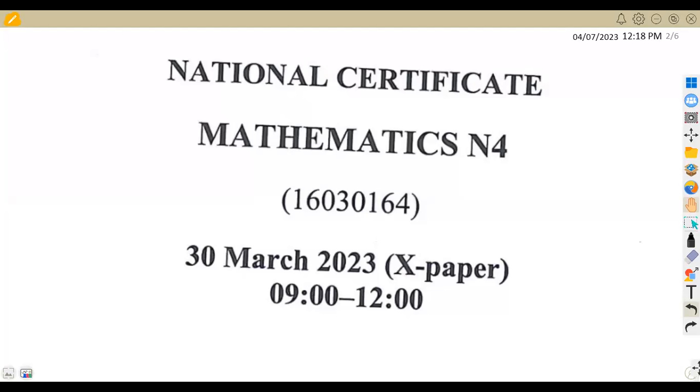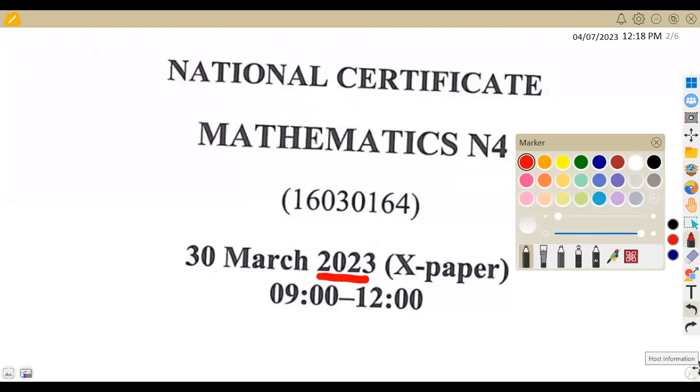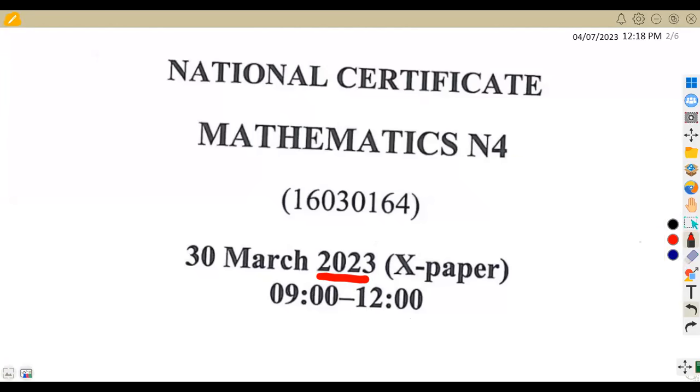Still working on mathematics, and in this case we have got the question paper which was written in March, that is 2023. So we are going to revise along the lines that you are given in this paper. All right, so you're not going to waste much time, guys. We are going to quickly rush through what we are given in this case.